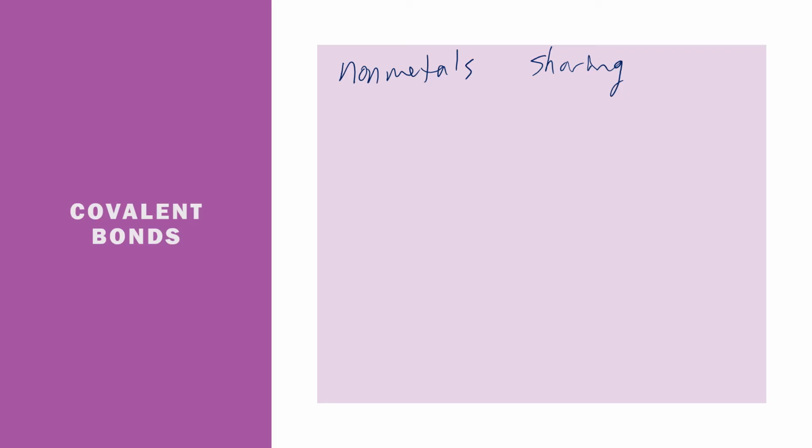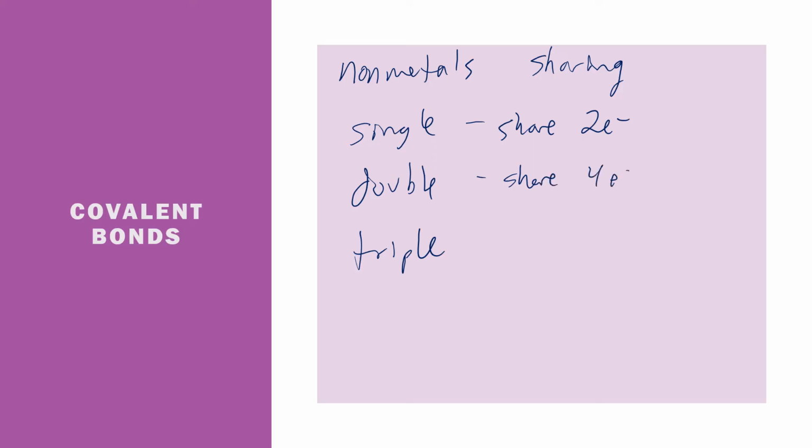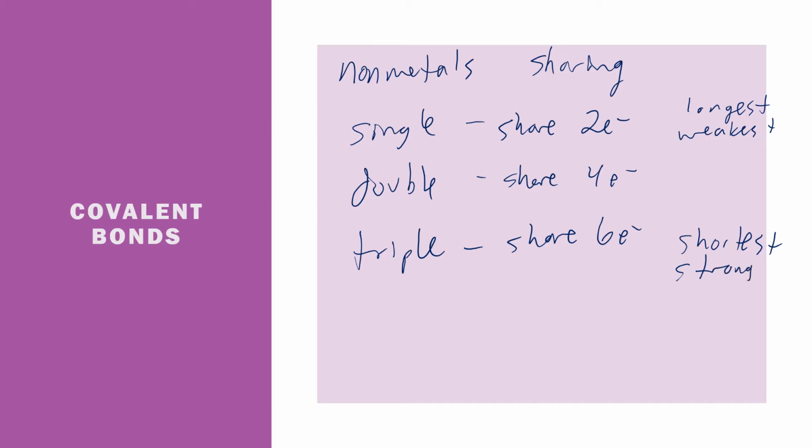Covalent bonds, you can also have single, double, or triple bonds. In a single bond, you're sharing 2 electrons. In a double bond, they're sharing 4 electrons. And in a triple bond, they're sharing 6 electrons between them. So as a result, if it's a single bond, this is going to be the longest of the 3 and the weakest of the 3. Whereas a triple bond is going to be the shortest because it's sharing the most electrons, and the strongest. And of course, double bonds would be in between.